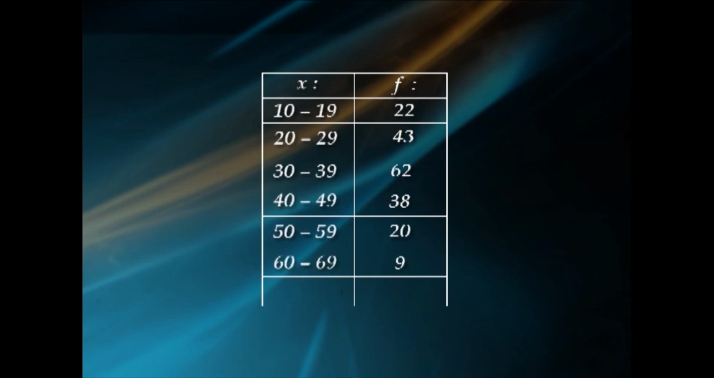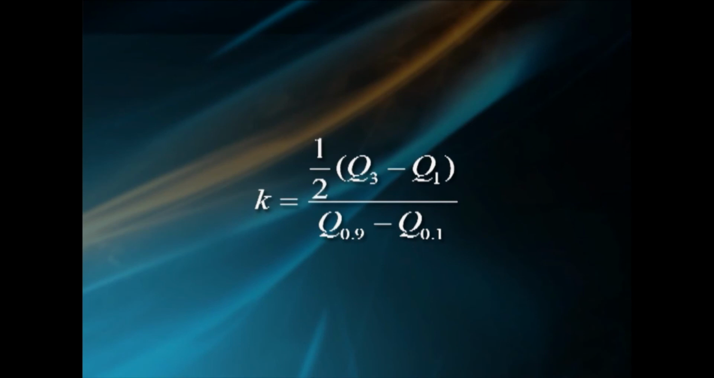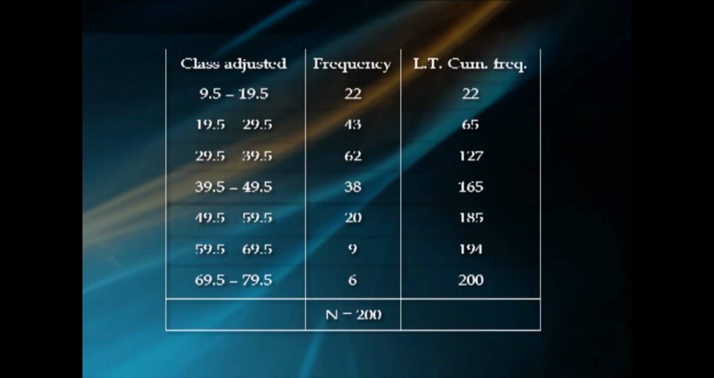Problem. The age distribution of a sample of 200 smokers of a village is as follows. Find the coefficient of kurtosis based on quartiles. X: 10 to 19, 20 to 29, 30 to 39, 40 to 49, 50 to 59, 60 to 69, 70 to 79. Corresponding frequencies 22, 43, 62, 38, 29 and 6. Solution. Coefficient of kurtosis K equal to 1 by 2 into (Q3 minus Q1) divided by (Q0.9 minus Q0.1). The classes are adjusted as 9.5 to 19.5, 19.5 to 29.5, 29.5 to 39.5, 39.5 to 49.5, 49.5 to 59.5, 59.5 to 69.5 and finally 69.5 to 79.5.